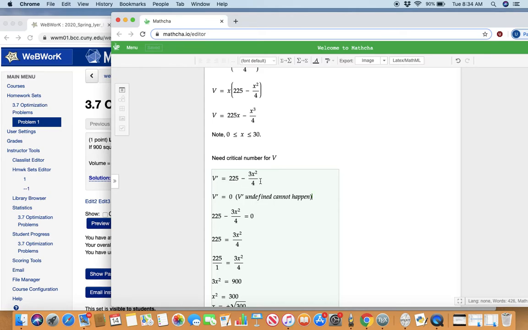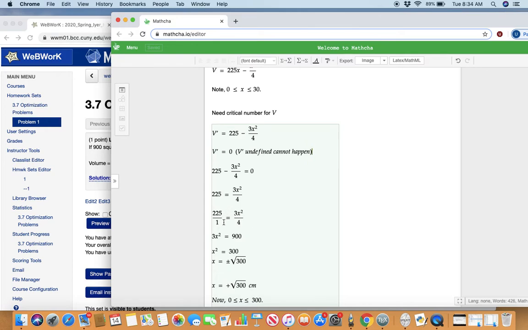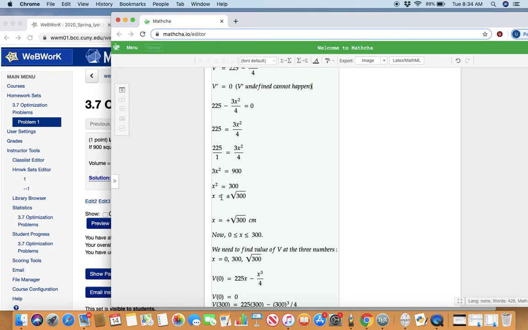So the only way you get a critical number is by setting v prime to 0. That is 225 minus 3/4 x squared is 0. Solve for x squared. Let me move this to the other side, so that negative becomes a positive. 3x squared over 4 is 225. 225 is nothing but 225 over 1. Why would I do this? Cross multiply. 3x squared equals 900. Divide both sides by 3. x squared is 300. Taking the square root, x equals plus or minus square root 300. x cannot be negative, right? So it is only the positive value we choose.